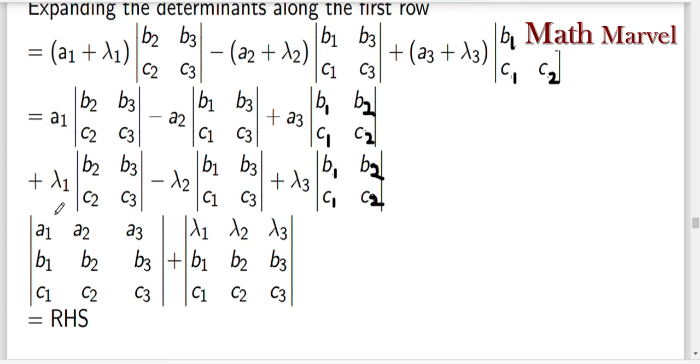Hide this row, this column. So we have this 2 by 2 determinant b2, b3, c2, c3. The second element is minus a2, b1, b3, c1, c3, and the third element is a3. Hide this row, this column. So we have b1, b2 and c1, c2, this determinant. Okay, so this is nothing but the value of this determinant.